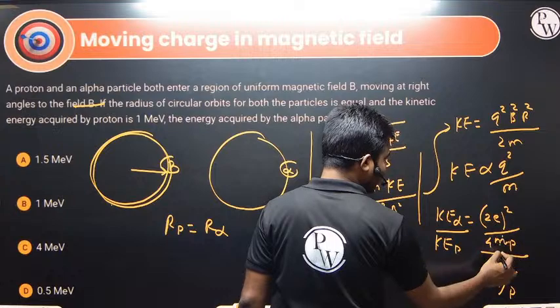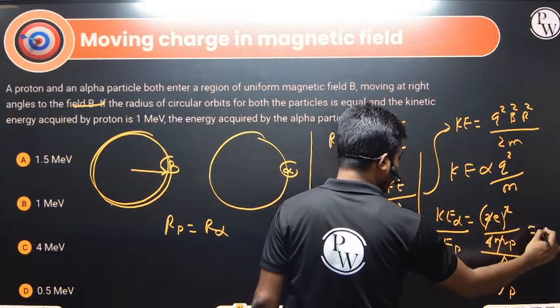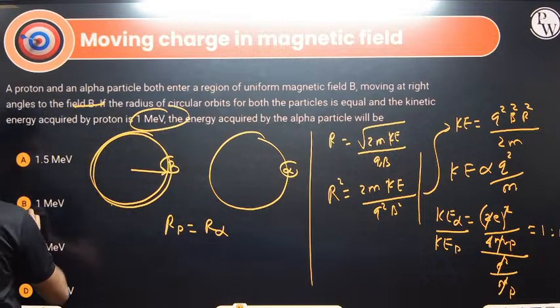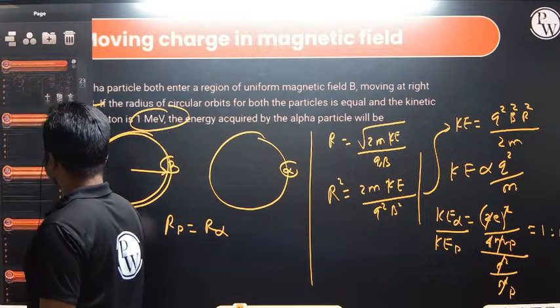So this gets cancelled everywhere, and the answer is 1:1. So if the proton has energy of 1 mega electronic volt, then the alpha particle also has energy of 1 mega electronic volt. Clear?